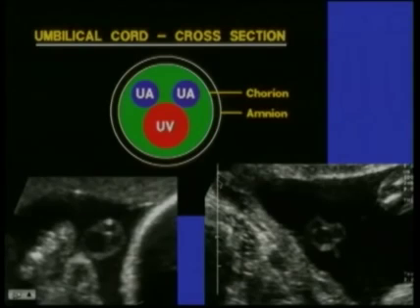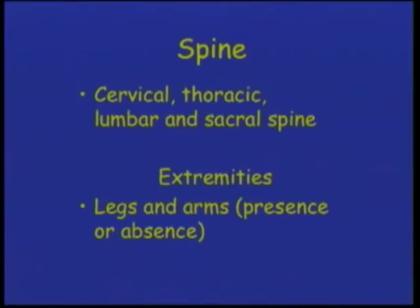Now, the umbilical cord can also be identified within the amniotic fluid, and you can see those 2 arteries and 2 veins in both of those pictures. We talk about them as the Mickey Mouse ears. We need to also look at the spine, looking at the cervical, thoracic, lumbar, and sacral spine, and the extremities, the legs and the arms.